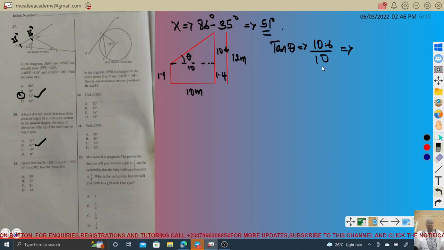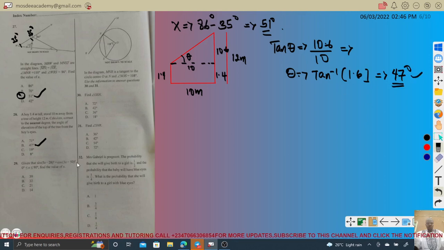So this 10.6 divided by this, that's about 1.06. So theta will be equals to tan inverse of 1.06. So punch your calculator, it should be 47 degrees approximately. So that's that. The next one is 29.